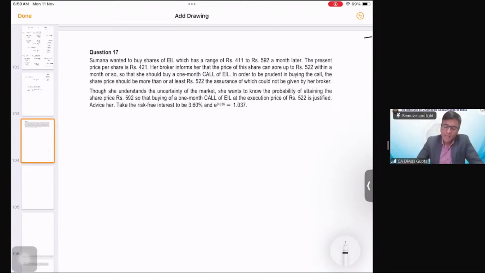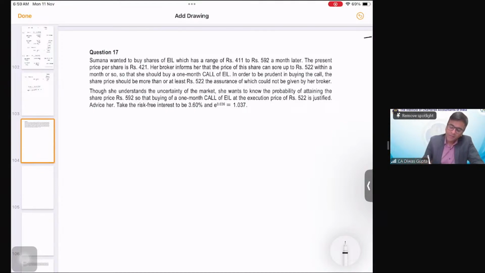Suman wanted to buy shares of EIL which has a range of rupees 411 to rupees 592 a month later. The present price per share is rupees 421. Her broker informs her that the price of this share can soar up to rupees 522 within a month or so, and that she should buy a 1 month call of EIL.